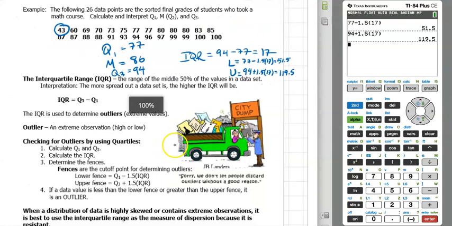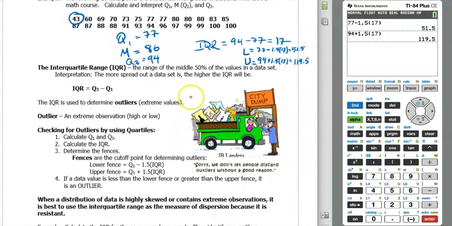We're going to use this idea of outliers and also this idea of the quartiles to come up with a new graph. That's going to be the subject for 3.5.